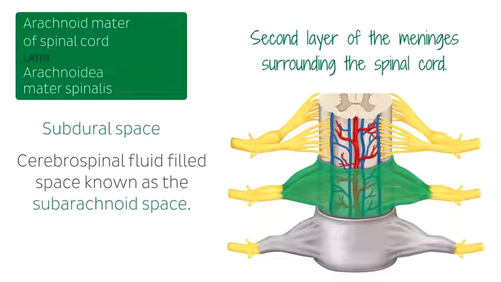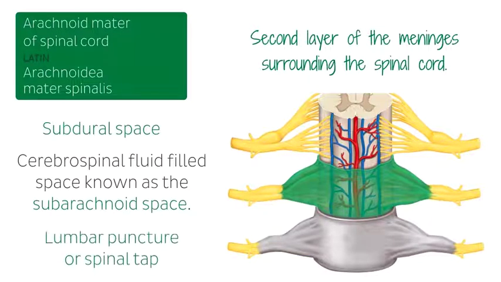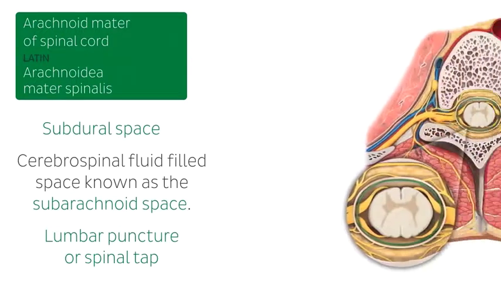This allows physicians to access the cerebrospinal fluid below the level of L1 or L2 by inserting a needle between the vertebral laminae in a procedure known as a lumbar puncture or a spinal tap. By this means, the pressure of the cerebrospinal fluid can be measured, the fluid can be analysed, and a spinal anaesthetic can be introduced. In the next image, we can see a transverse view of the arachnoid mater of the spinal cord.